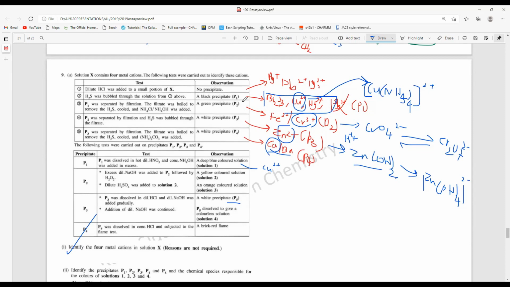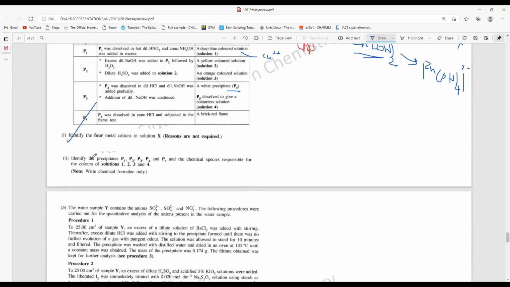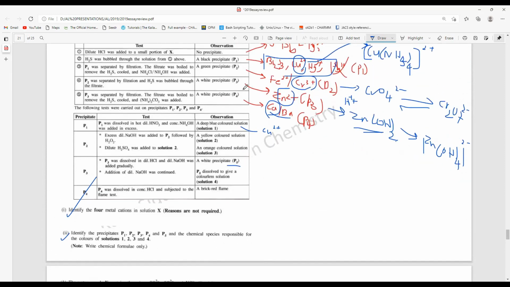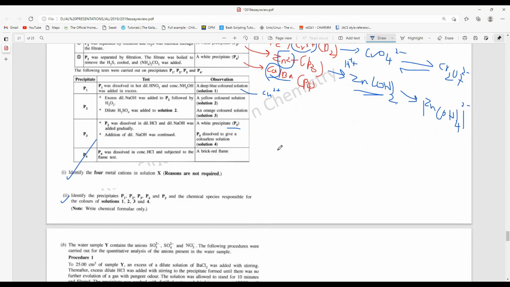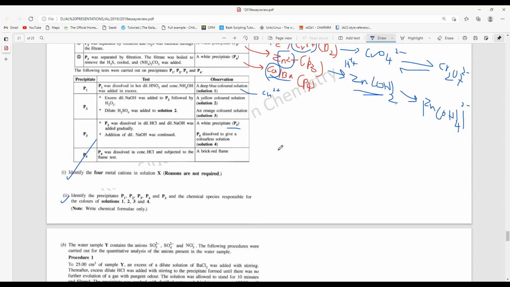P1 is copper sulfide. P2 is chromic hydroxide. P3 is zinc sulfide. P4 is calcium carbonate. And P5 is zinc hydroxide. Reasons are not required here. Otherwise, if they ask, you can write all these reasons. In past years, this type of question also asked for some reasons. Right, that's it.